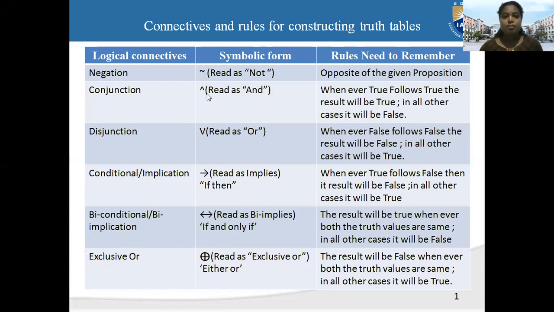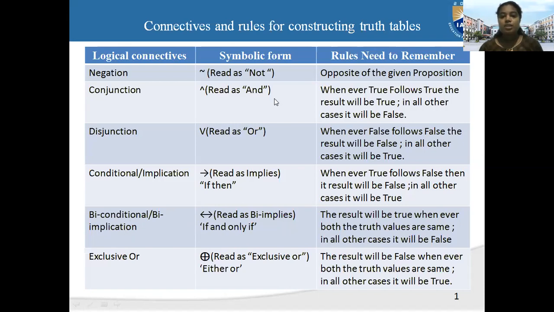So what is the symbolic representation of negation? Here you have to use the not symbol like this, and for conjunction you use the word and by using this symbol, and for disjunction the word or, and for conditional you use implies, and for biconditional you use bi-implies, and for exclusive or you use this symbol.